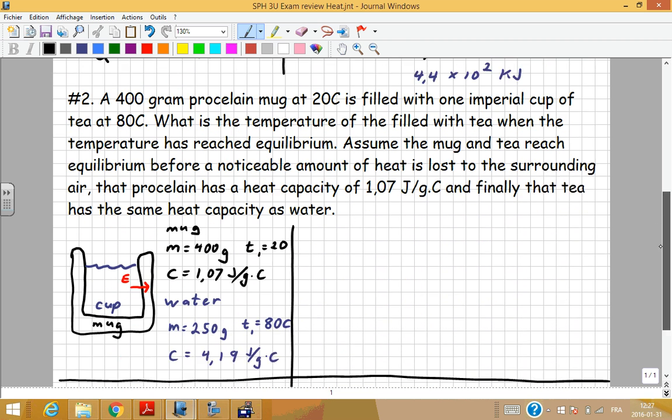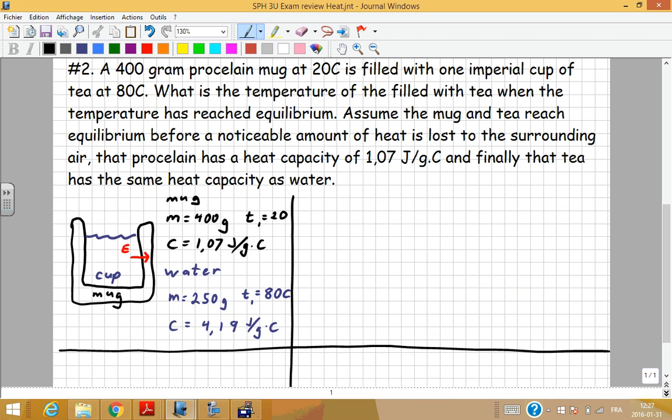Now the second problem, this is where you have to do a bit of thinking. We start with a 400-gram porcelain mug at 20 degrees Celsius. So the mug is empty, it weighs 400 grams, and the porcelain itself is 20 degrees Celsius. So this is what we have in black on the picture here. This is the mug. And for the mug, m equals 400, T equals 20. And then we have the heat capacity. That's way down in the problem. It says, assume that the mug has a heat capacity of 1.07 joules per gram degree Celsius.